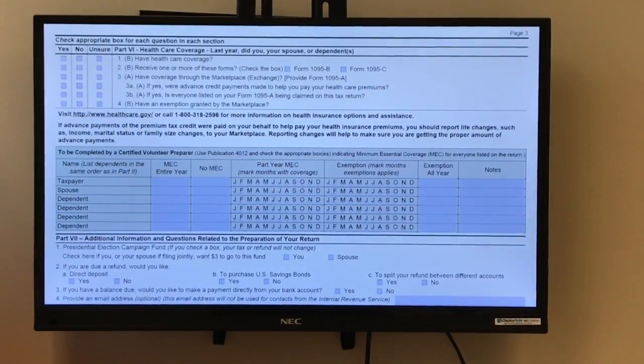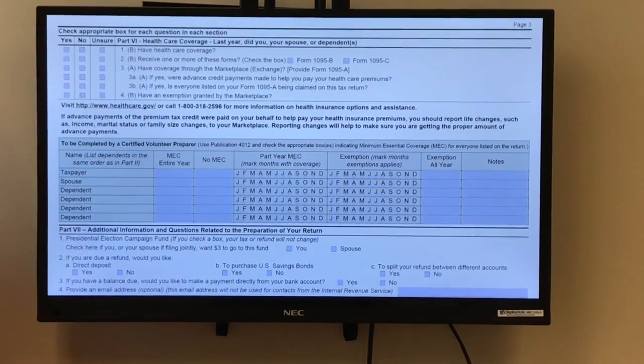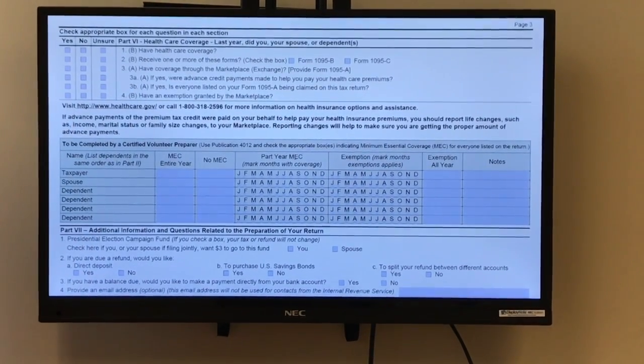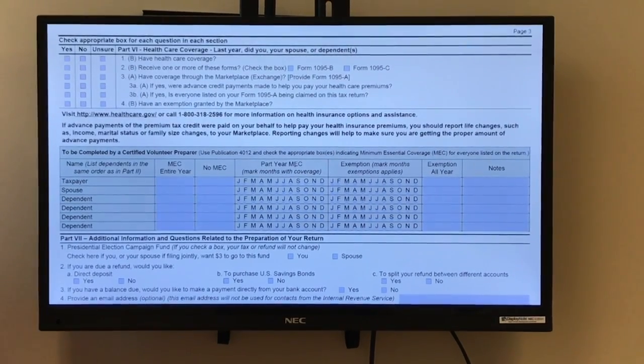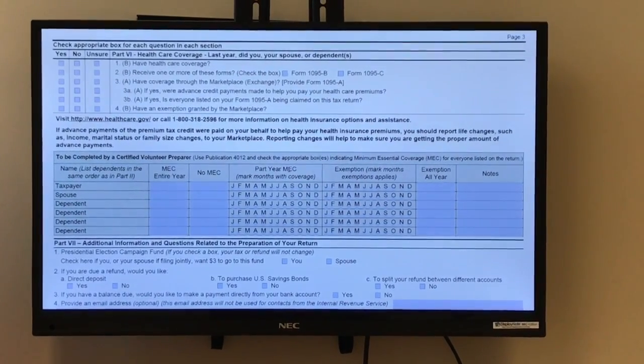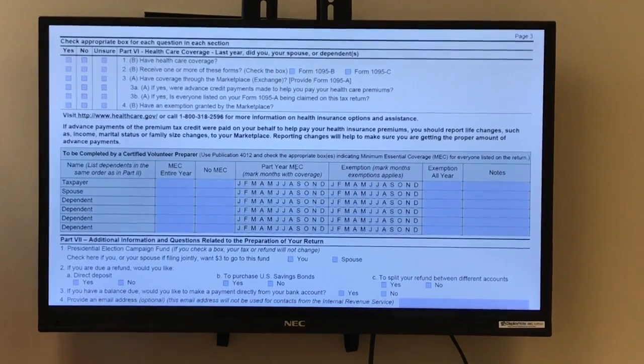Alright guys, moving on to the next section. Part 4 right here is covering healthcare coverage. And because of the changes with the Affordable Care Act, this can be a confusing thing for most clients. So essentially, if they have healthcare coverage throughout the year, they are good. They don't face the possibility of having a penalty.